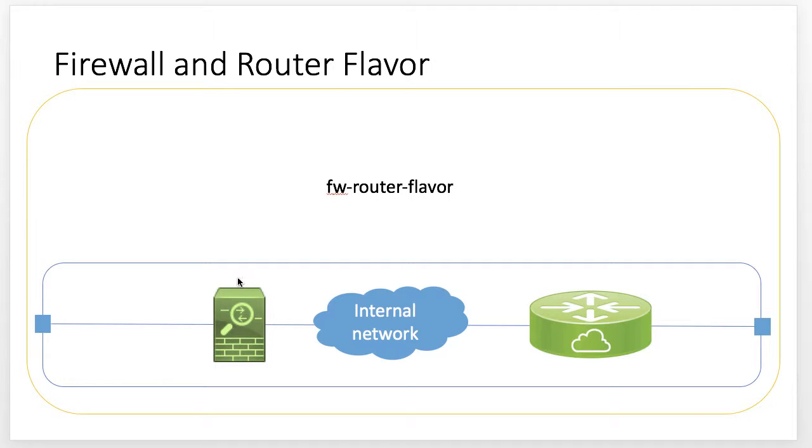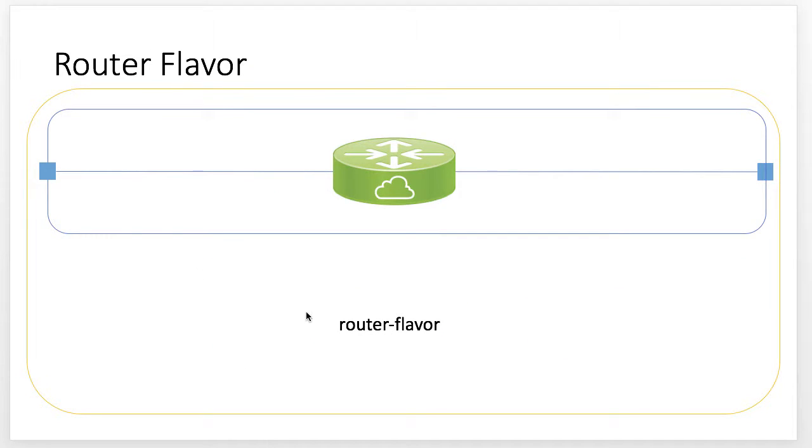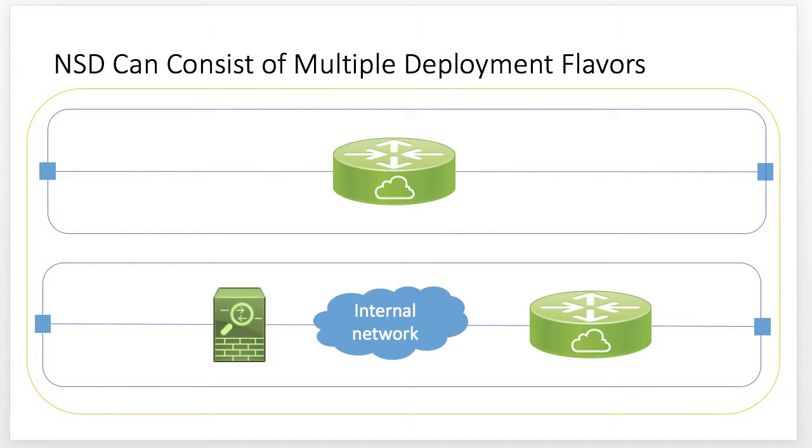In this example, I'm going to use a Cisco ASA as a firewall and the Cisco CSR router we just created as the router. And in the network service, you can have different deployment flavors. This one is what I'll call the firewall and router flavor. It's also possible to have another flavor, which is just a router. And the NSD contains both of these deployment flavors at the same time, but at instantiation level, you pick which one to instantiate.